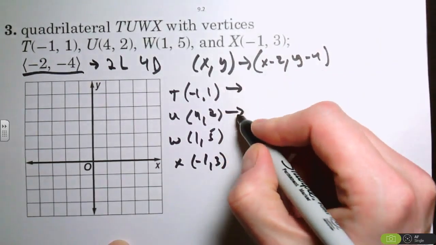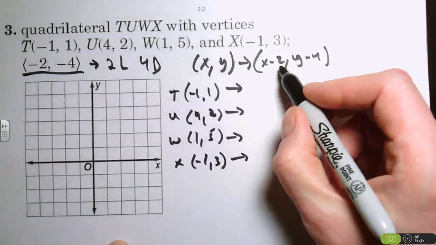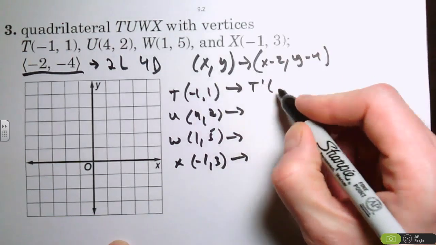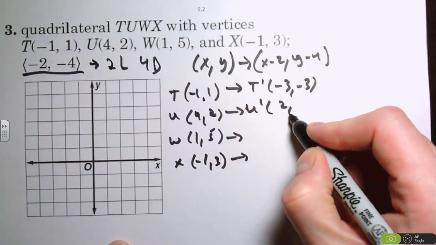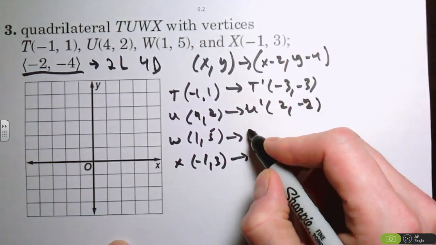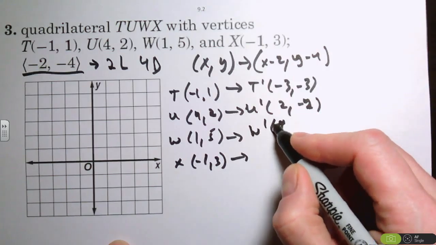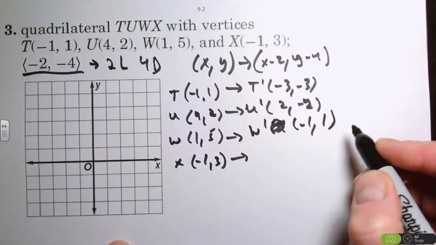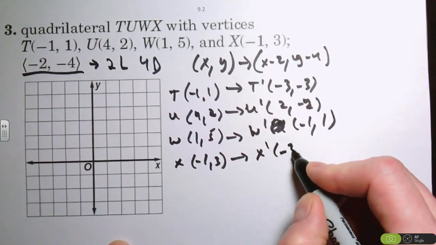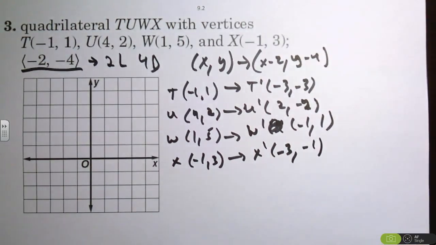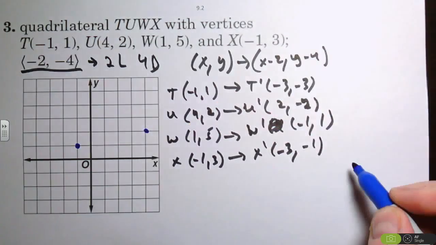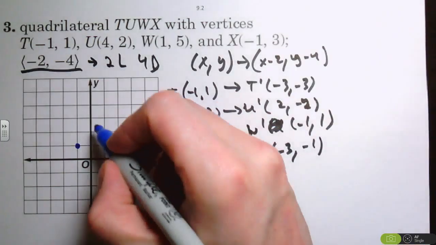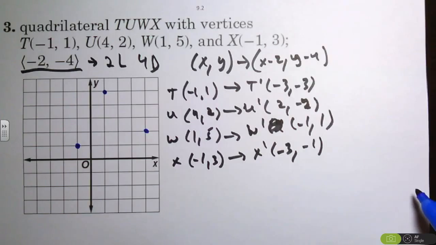And what you do to get your 4 points is you subtract 2 from all the x's, subtract 4 from all the y's. So T prime is at negative 3, negative 3. U prime is at 2, negative 2. W prime is at negative 1, 1. And X prime is at negative 3, negative 1. Okay. So let's see. T was at negative 1, 1. U is at 4, 2. W is at 1, 5. And X is at negative 1, 3.